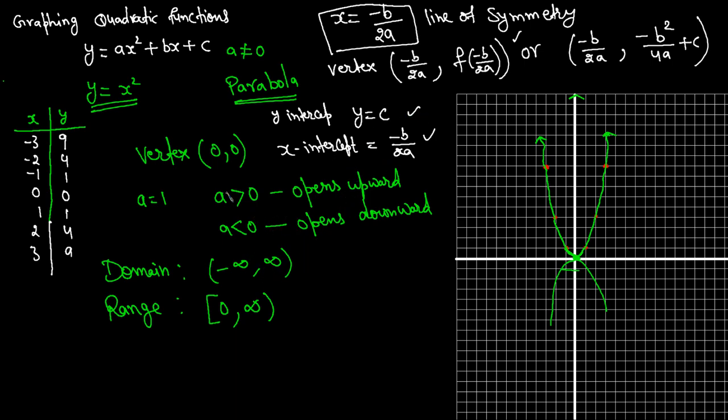So a tells you if it opens upward or downward. And another thing about this a: if the value of a is greater than 1, this makes the graph more narrow.